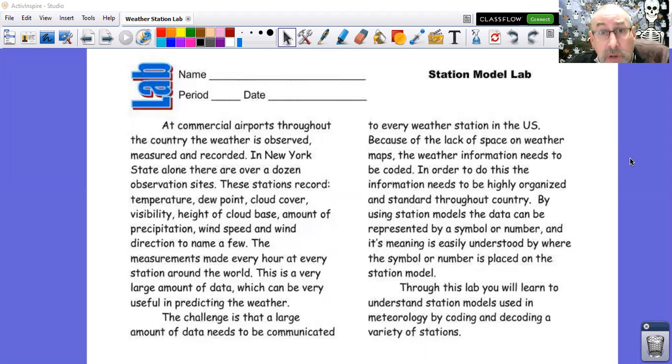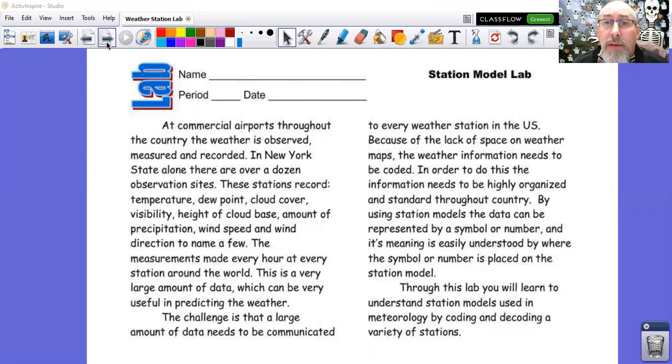The symbols that we're going to be going over and the station models are going to be the same everywhere. The only difference that you may see is that where our temperatures are Fahrenheit, other countries are going to be Celsius. But everything else is the same information.